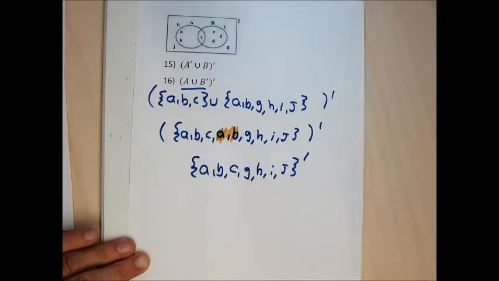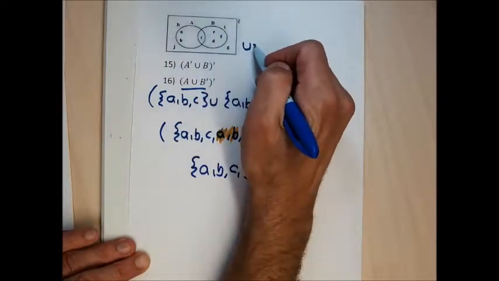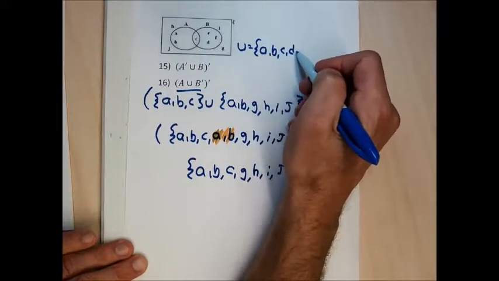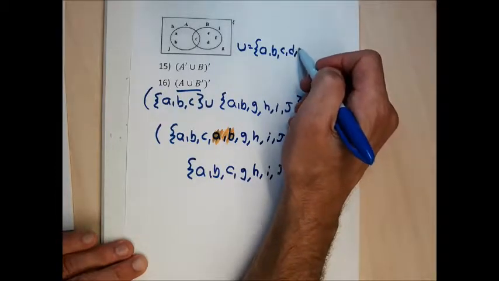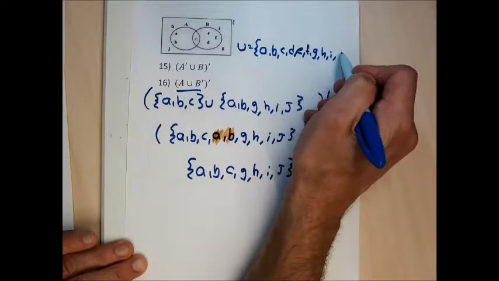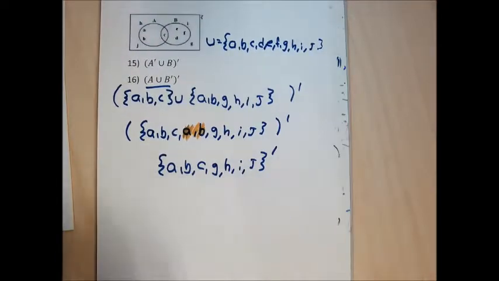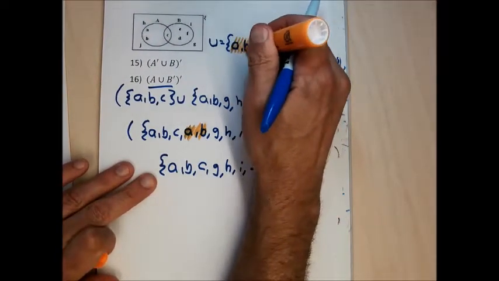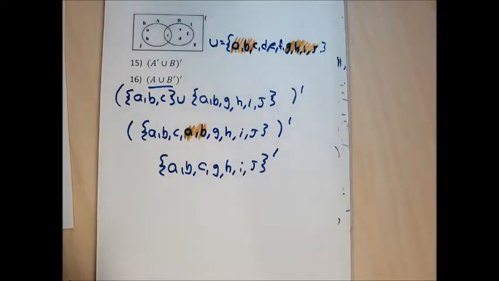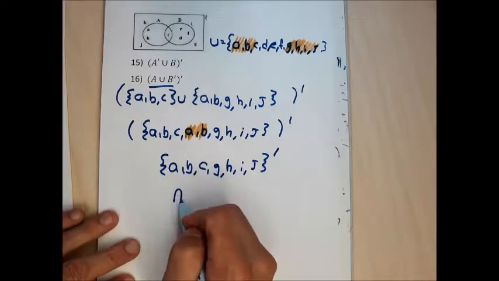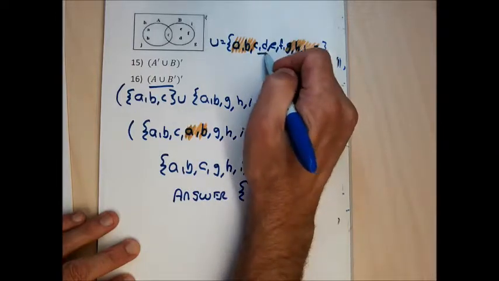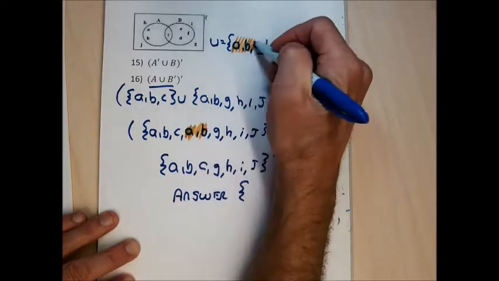Now I need to deal with the complement outside the parentheses. In order to do that, I have to get that universal set back up. And that universal set is all the letters from A through J: A, B, C, D, E, F, G, H, I, J. To do the complement of this set, I need to take this set and cross it out from the universal set. And the items that I haven't crossed out will be what's left for the complement. The answer to problem 16 is going to be the set containing the letters D, E, and F, and not C because I crossed the C out.